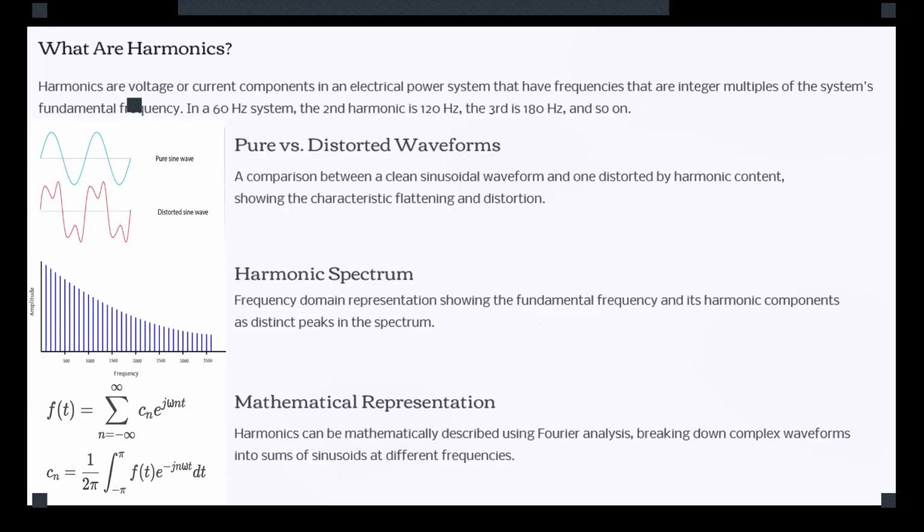Now, let's talk about what harmonics are. Okay, so let's define the harmonics itself. Harmonics are voltage or current components that happen at frequencies that are integer multiples of the fundamental frequency.